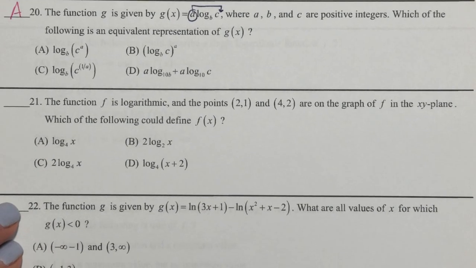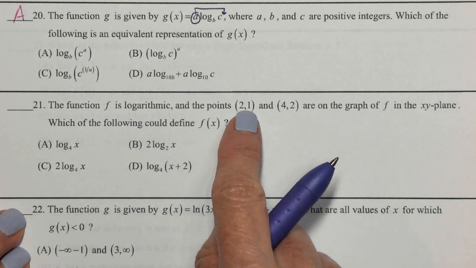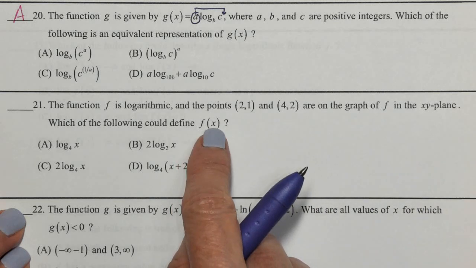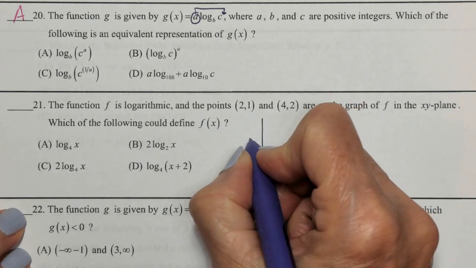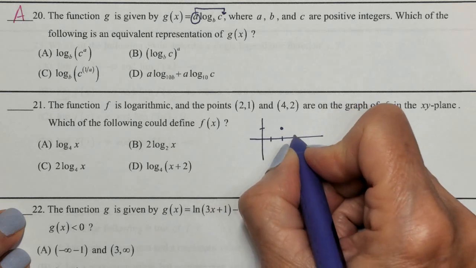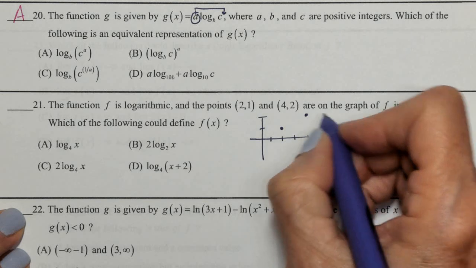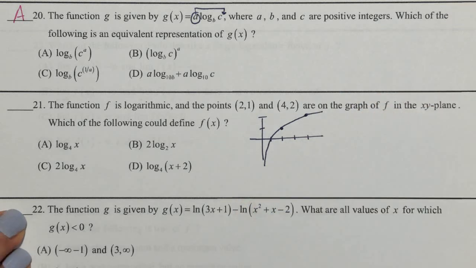Number 21. The function f is logarithmic, and the points (2, 1) and (4, 2) are on the graph of f. Which could be f of x? The points (2, 1) and (4, 2) are on the graph of f. That is logarithmic, and there's nothing funny going on here.